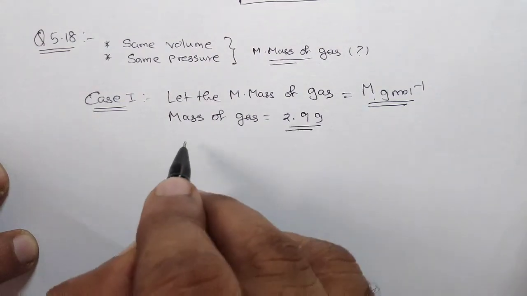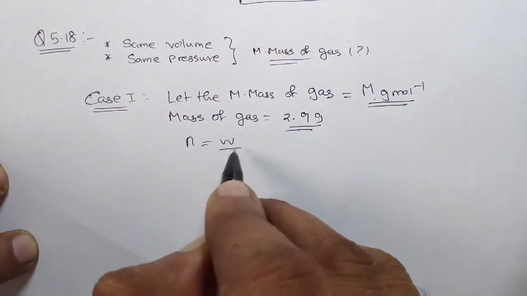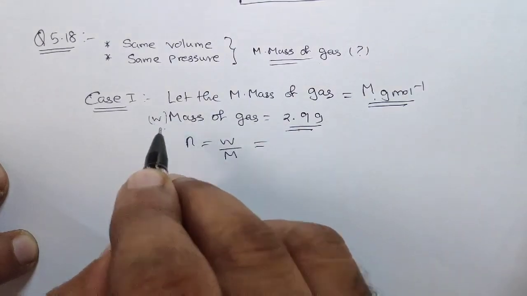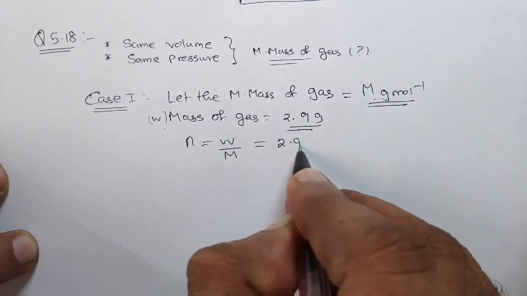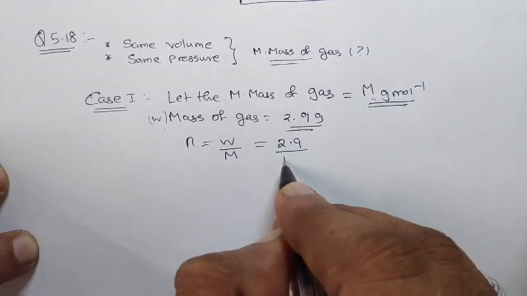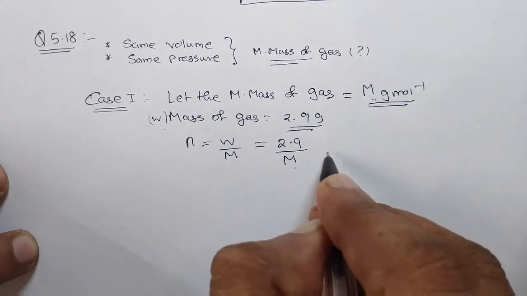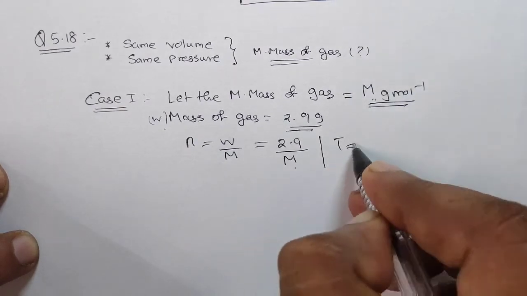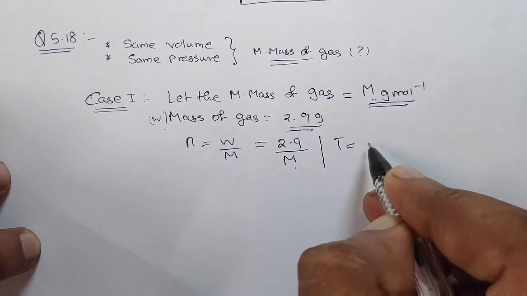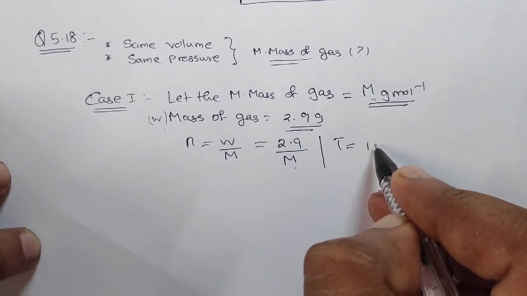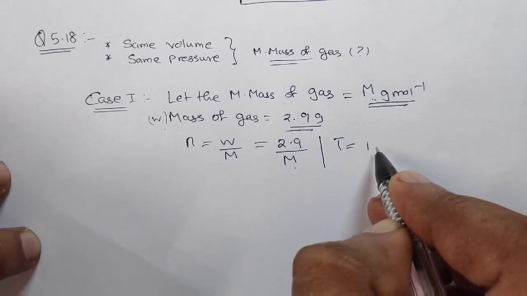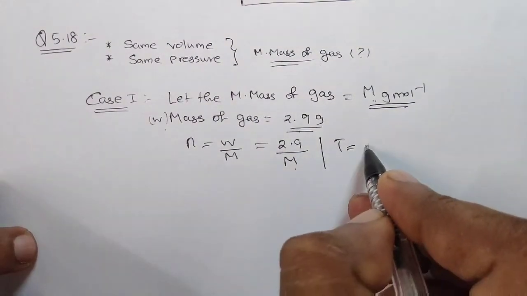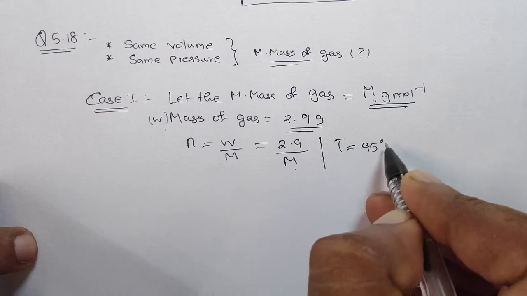Now if I want to find the moles, then n is equal to what? W by M. This is the mass, W, that I am talking about. So W by M means 2.9 by molar mass, which is capital M, right? So this I will just put in the formula. Now temperature was given, I think in your book, it was 95 degree Celsius, right?